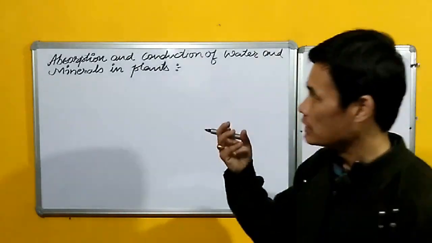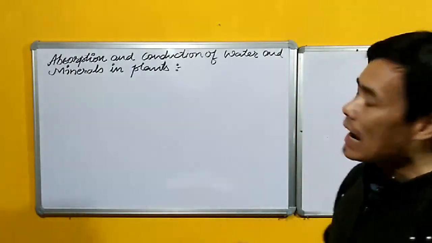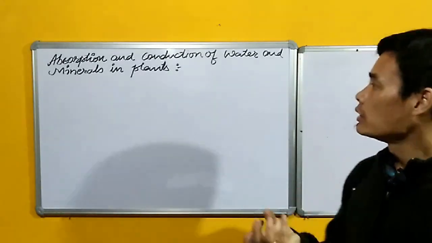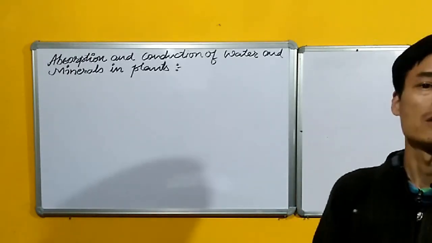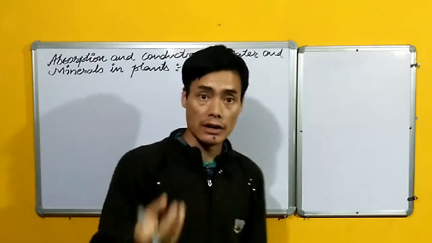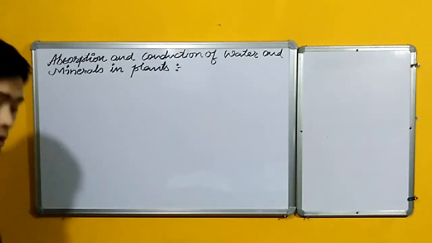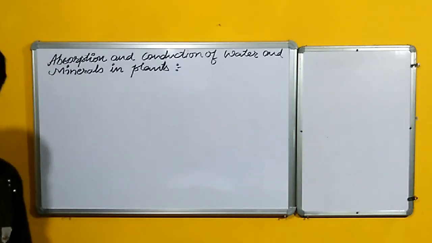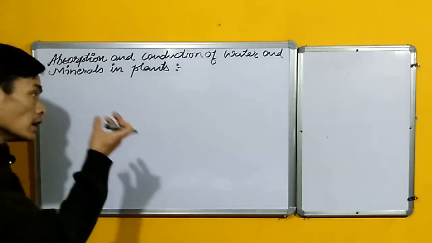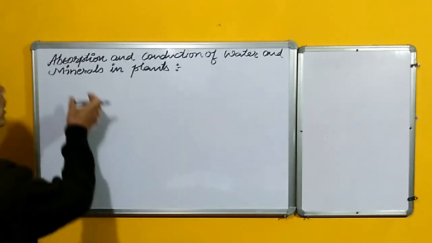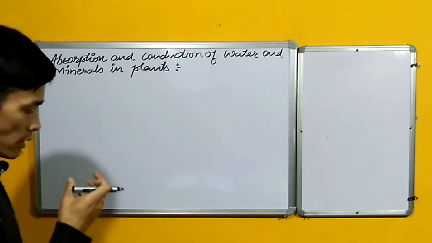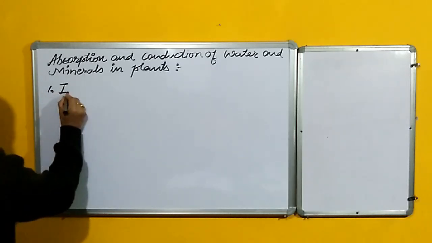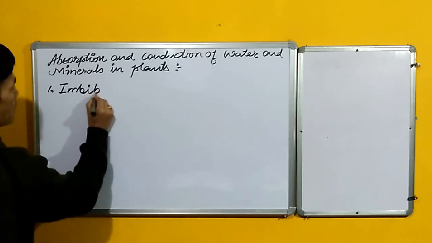But before we get into the details of how the plants acquire these materials, it is very important for us to understand some basic terminologies. So first of all, I would like to lead you into the basic terminologies, and these basic terms will enable us with a better understanding of the mechanisms that we will study in this chapter for absorption and conduction of water and minerals in plants. So first of all, let's get into imbibition.